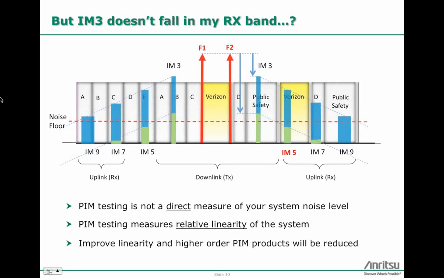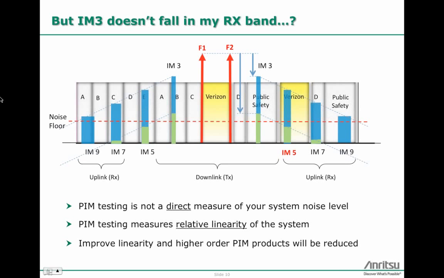Well, this is a repeat, but it's to say it again. PIM is not a direct measure of your system noise level. It's not like a sweep test or an isolation test where, when I'm transmitting and looking at the reflections in my system, I'm actually seeing exactly how the reflections are going to occur in my system. With PIM testing, you are measuring the linearity of that system, and you're doing it in most cases in an indirect method. So we measure the relative linearity of the system by using a very controlled test to do it.